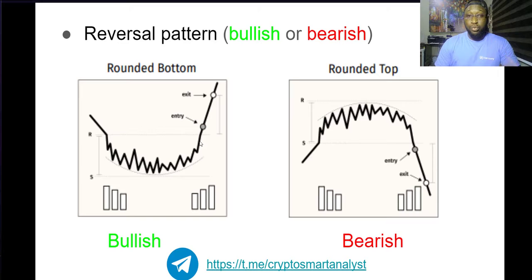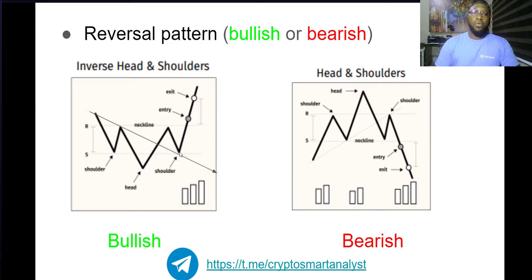Now you have to wait for confirmation. Resistance got broken, then there's a confirmation of that breakout. Then you can actually take your entry and take your profit. That's it. So the next one we're going to be talking about is the inverted head and shoulders, which is a bullish trend, while the head and shoulders itself is a bearish trend. I think we have that on Bitcoin as well.